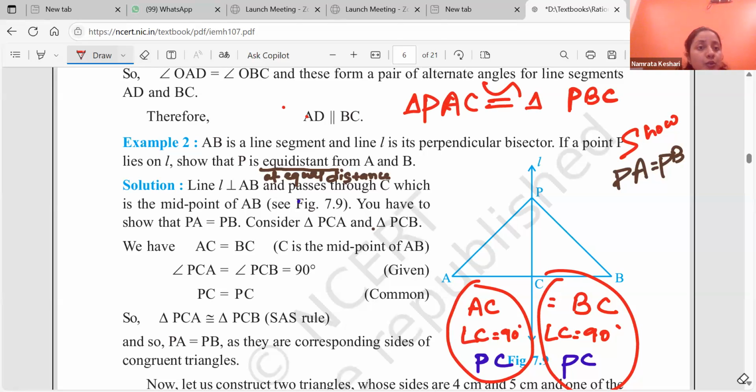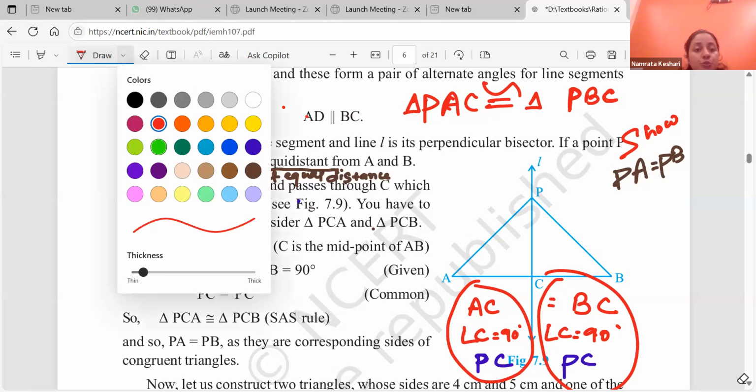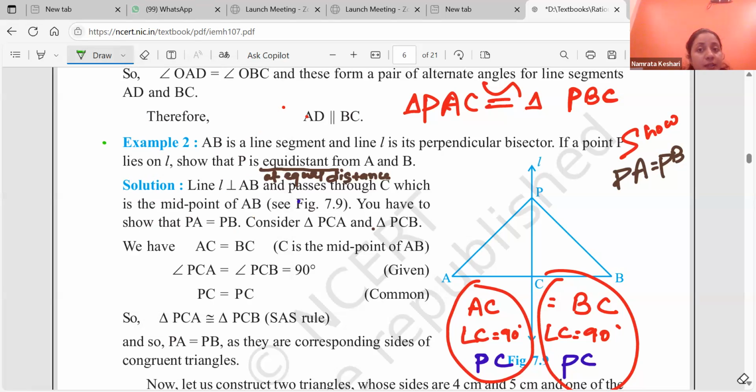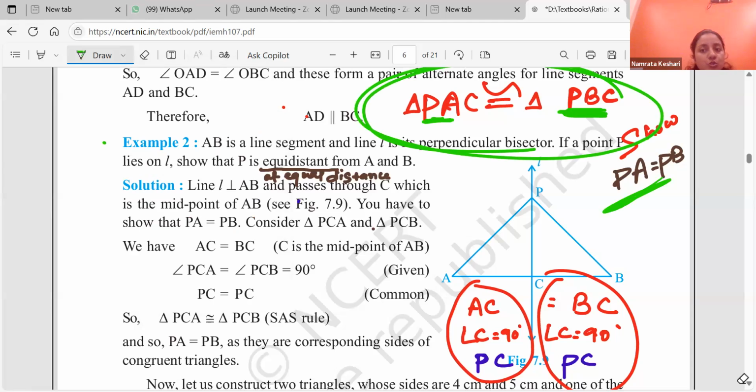Our motto was to prove PA and PB are the same. Can you see PA and PB are the same? We are getting it from the sequence. We can definitely say PA and PB are the same by CPCT. What is CPCT? Corresponding parts of congruent triangles are equal. From here we are getting many remaining pieces of information, but since we just have to show this one, we are writing only this one. Making sense?